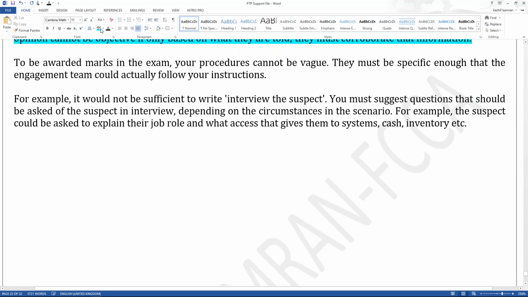Next paragraph. To be awarded marks in the exam, your procedure cannot be vague. Did I give you a definition of a procedure prior to the break? Will you remember that? So that your procedure is not vague, it must be specific enough that an engagement team could actually follow your instruction. You should write your procedures as if you're writing them for a junior, and if a junior reads your procedure, he can do exactly what you're trying to tell him. Is that clear?